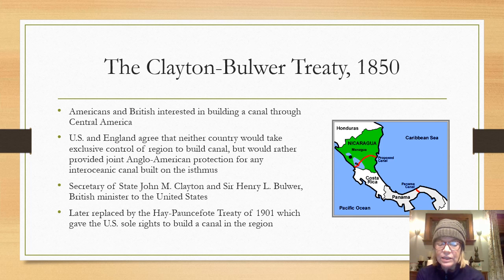So what they said is that neither the United States nor England would act to create a canal at that time. Later, though, because England is going to be embroiled in the Boer War and other things going on in other parts of the world, they agree to the Hay-Pauncefote Treaty, where they kind of surrender the rights to do that, and then the United States is free to create a canal, and the canal would be built.